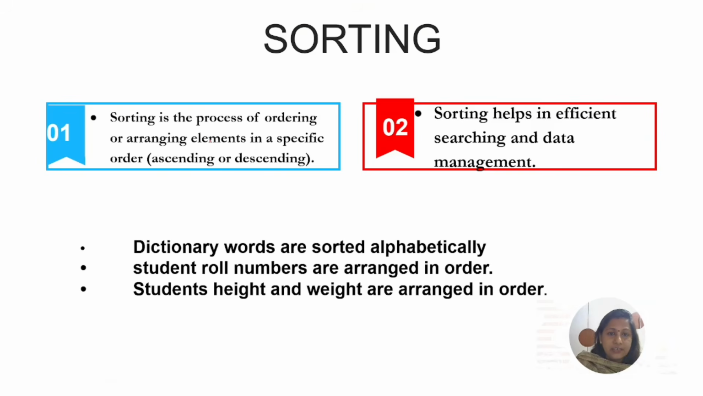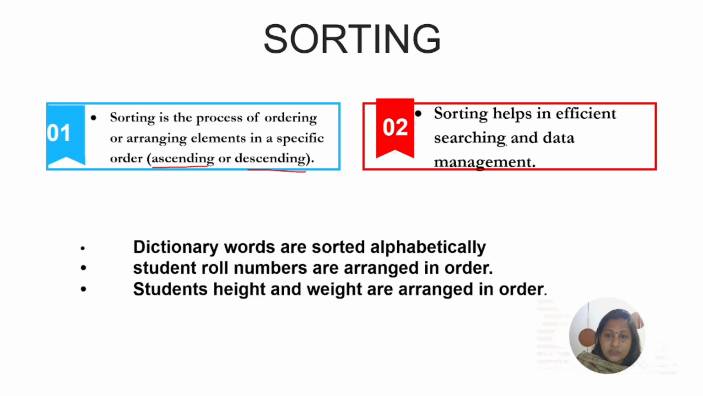So what is the meaning of sorting? Sorting is the process of ordering or arranging elements in a specific order. So what is a specific order? It can be ascending or descending. Okay, and sorting helps in efficient searching and data management.